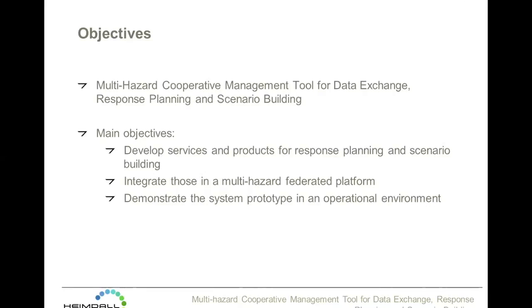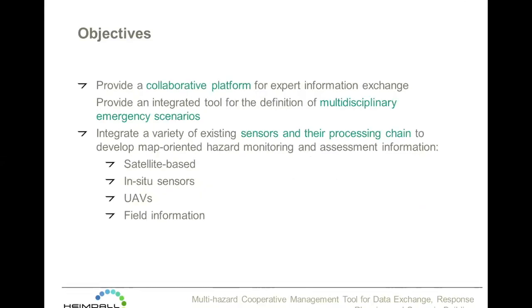The overall idea of the project is to design and develop the system as well as testing it. And the final objective is to demonstrate the system prototype using an operational environment with the cooperation of the different stakeholders, which are partners of the consortium.